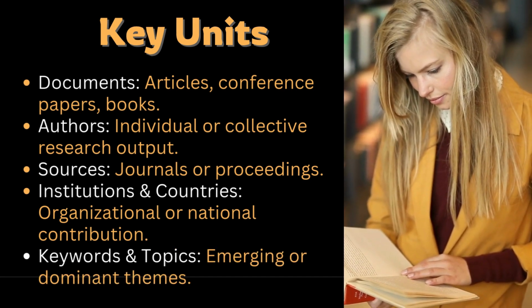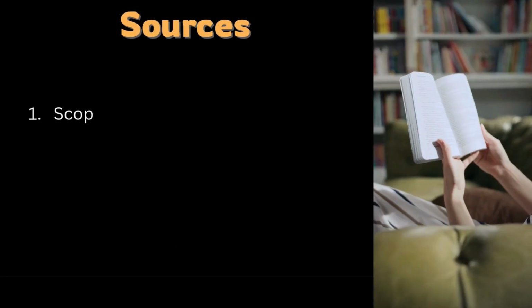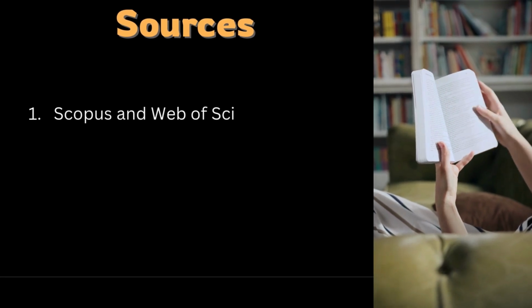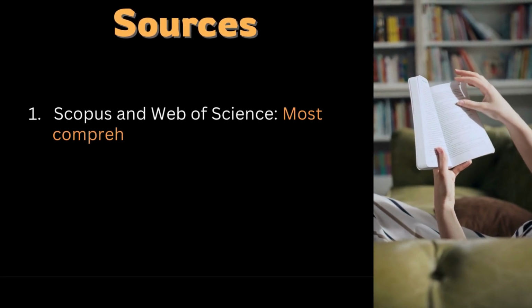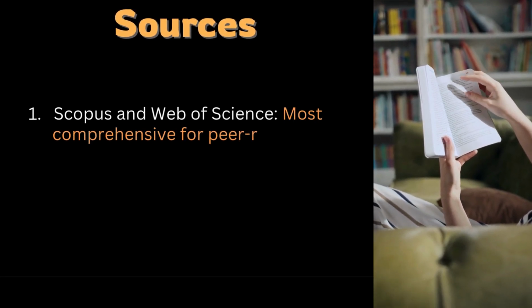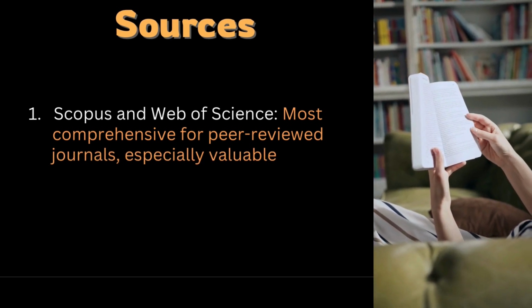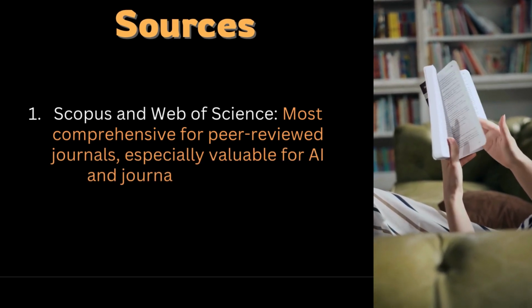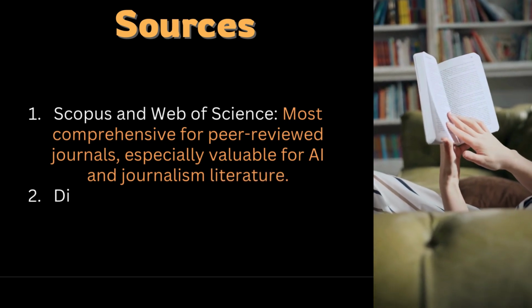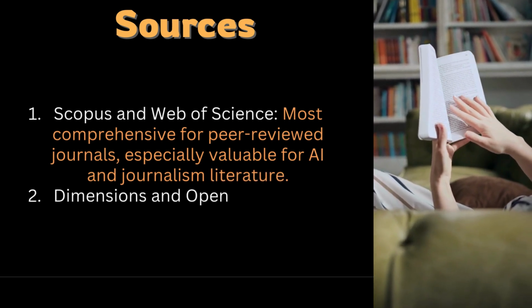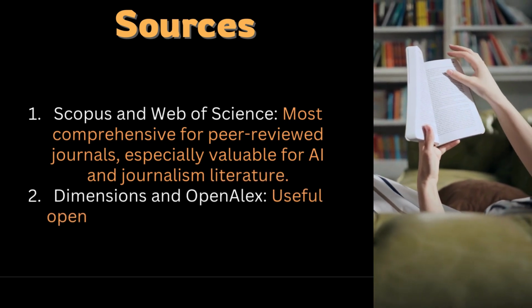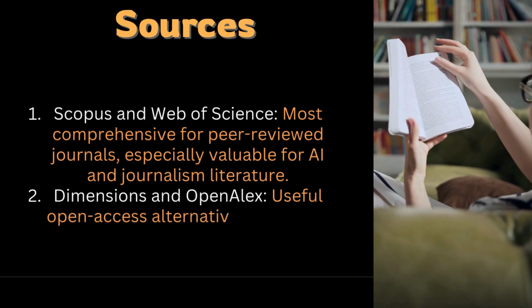So it works on the following sources: Scopus and Web of Science, most comprehensive for peer-reviewed journals, especially valuable for AI and journalism, which we will be demonstrating today. Then there is Dimensions and Open Alex. Dimensions provides a very comprehensive database, and Open Alex is absolutely free.